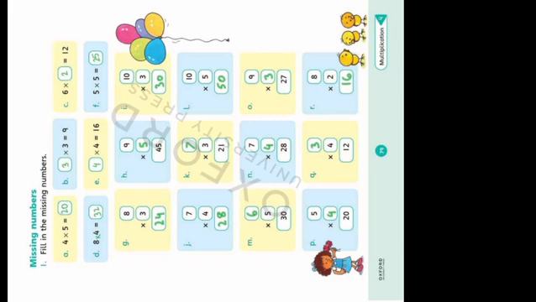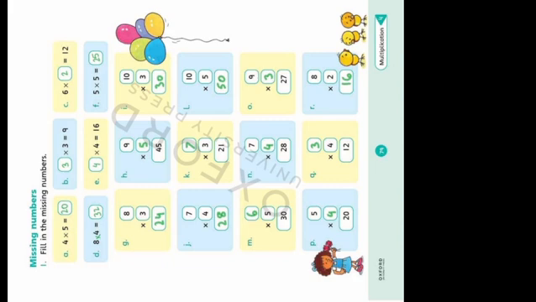For B, 3 times 3 equals 9. We need to think, how many times do we need to count by 3 to get to 9? Let's count. 3, 6, 9. That's 3 times. For C, 6 times 2 equals 12. Let's look at the others.